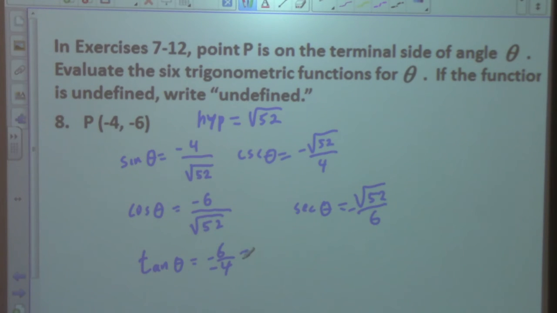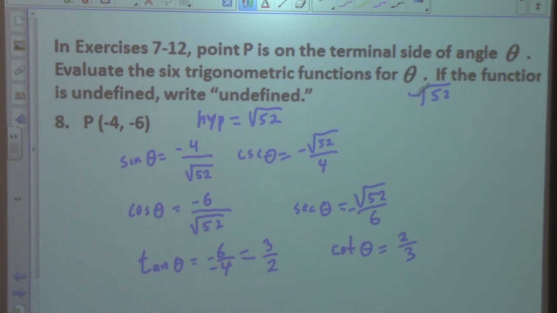Okay, which equals, that's going to be 3 halves, right? And your cotangent is going to be -4 over -6, 2/3, okay. And I think some of these other ones can be simplified too, because I think 52, let me see, 52 is going to be 4 times 9, right? What's 52? If you divide, oh, you can't divide by 4.